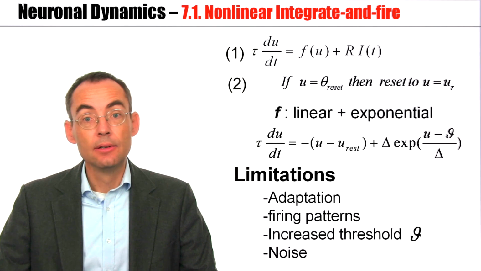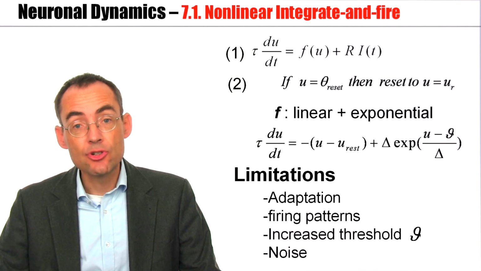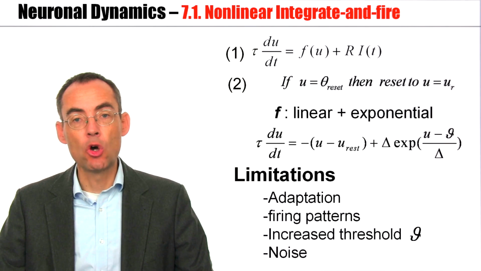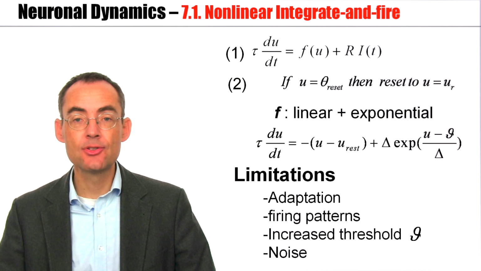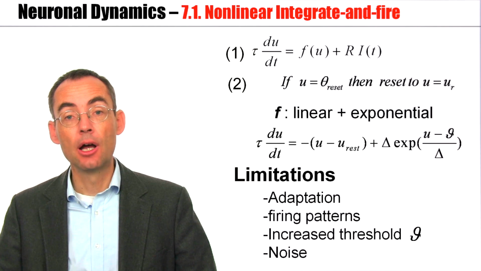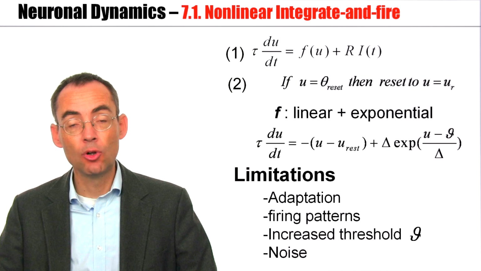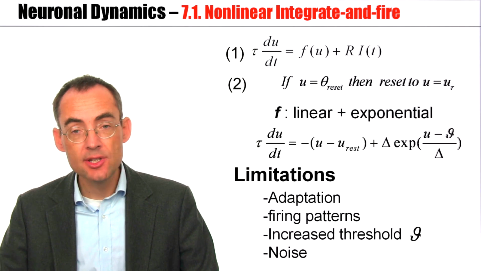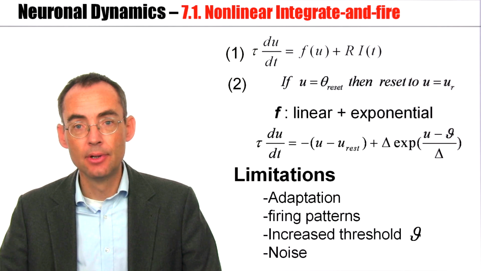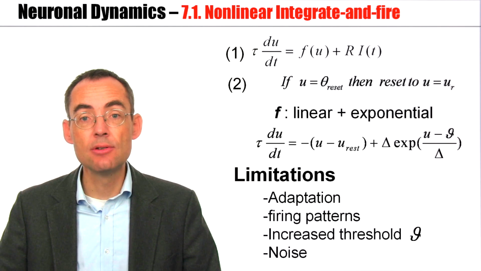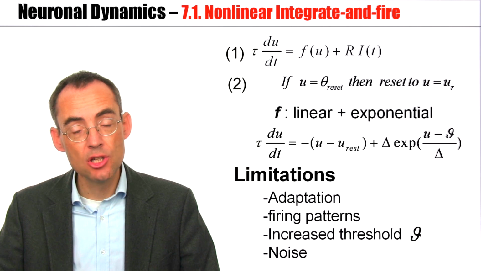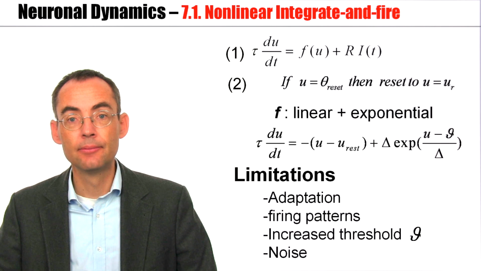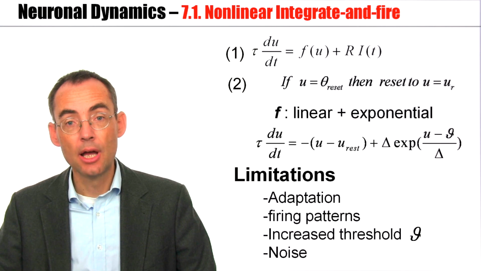To summarize, thus, if we restrict ourselves to one-dimensional integrate-and-fire models, then the best model is the exponential integrate-and-fire, a linear term in the voltage equation combined with an exponential. However, this model has limitations, and we'll get rid of these limitations in this series of lectures for this final week. Please have a look at the quiz.